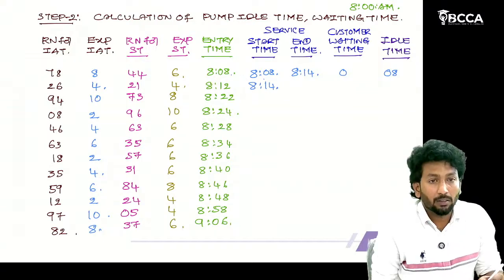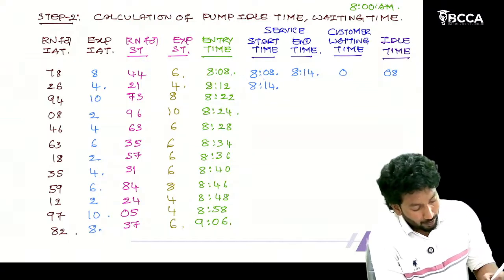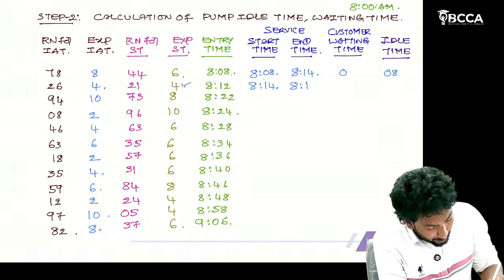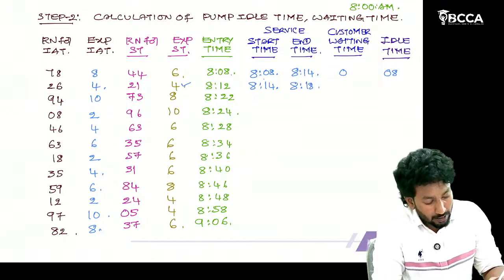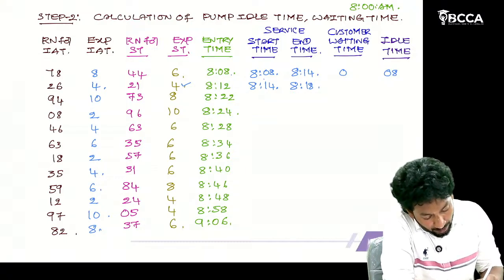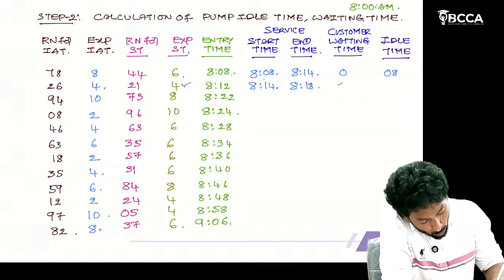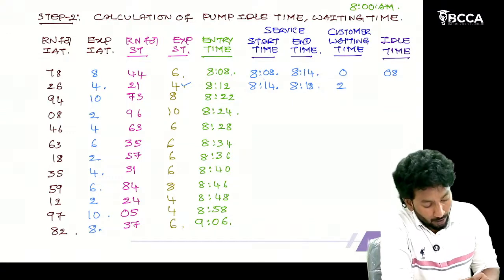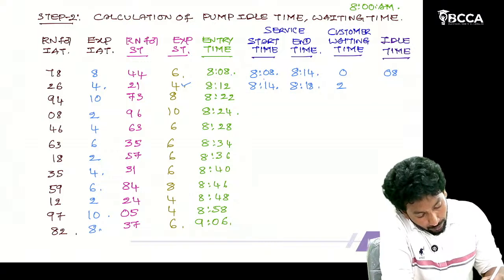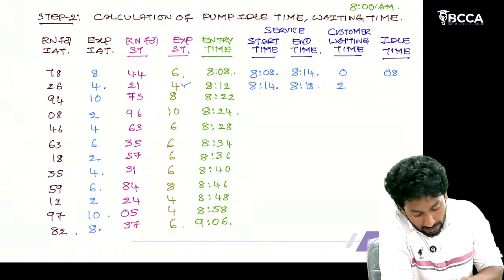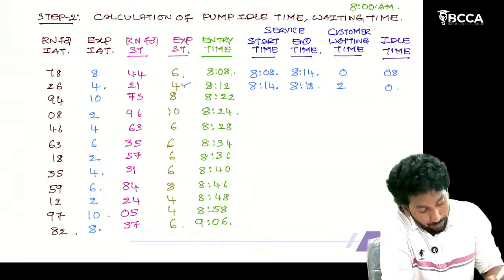Got it, sir? So his service will end after 4 minutes. That means 8:18. Now the customer waiting time. Any waiting time? He entered the queue at 8:12, and service started at 8:14. 2 minutes waiting time. Any idle time? Previous customer service ended at 8:14, and the next customer's service immediately started. That means 0 idle time.